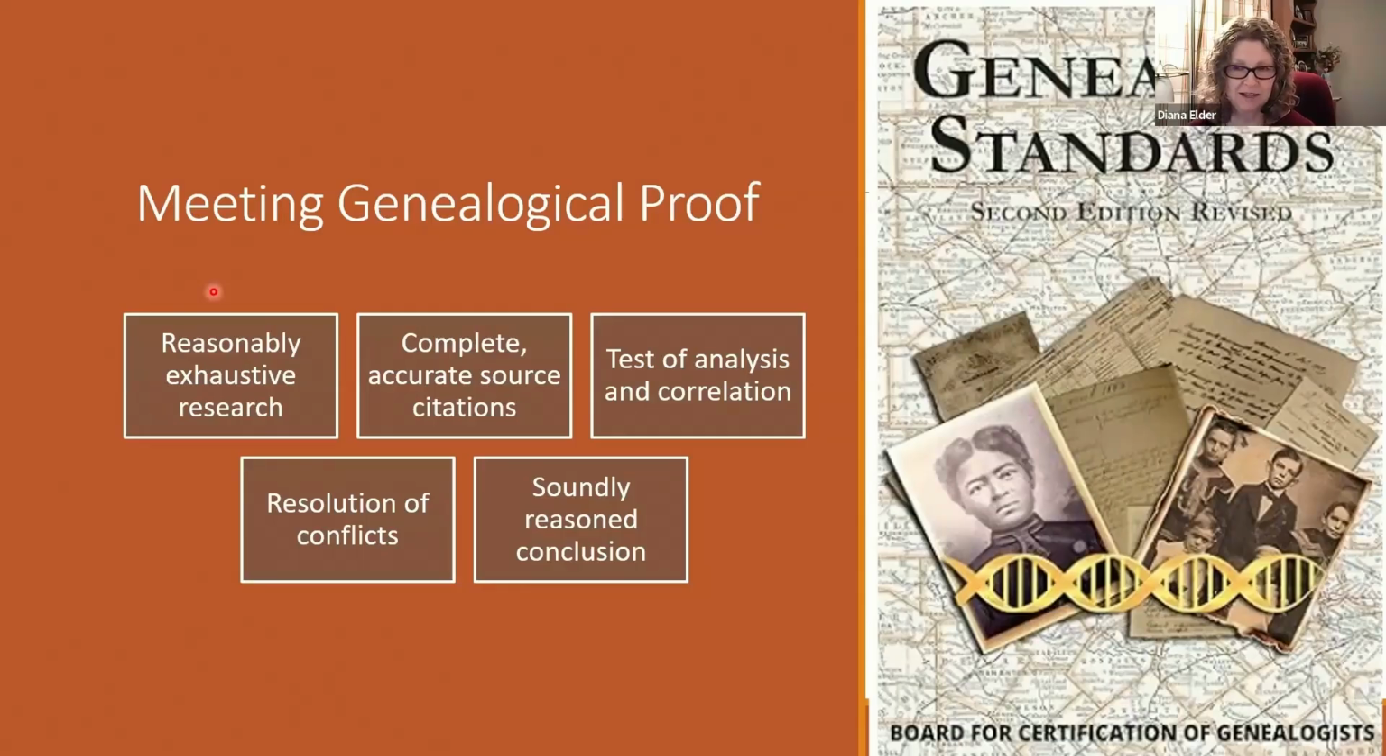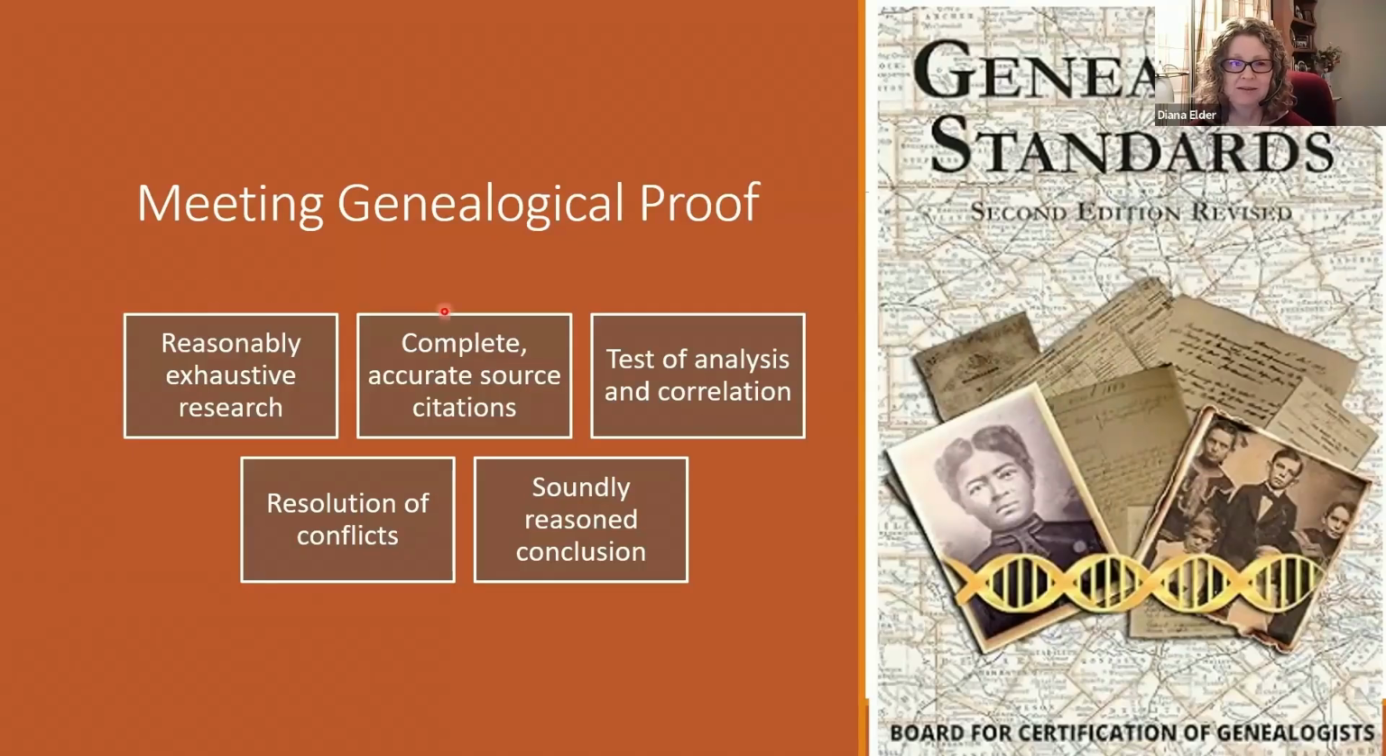So, reasonably exhaustive research, which means that we have really tackled all the sources that could give us evidence for our research question. So, it really comes down to what we are trying to find out. And so, for instance, if we're trying to find out a birth record, we want to make sure we have covered all the sources that could give us birth information.